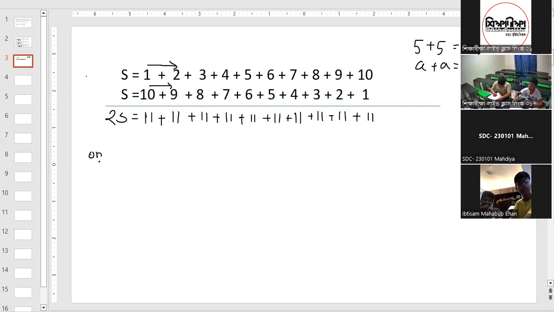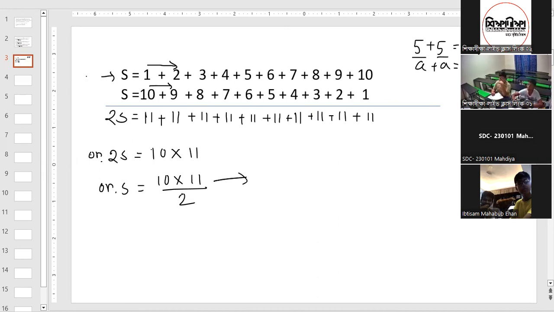Now, 2S. So how many 11s do we have? 10, right? If we have 5, we can write down 2 into 5. The sum of all these 11s can be written like this. So what is going to be S? 10 into 11 divided by 2. You see, this is going to be 55, right? So S means 55, but we want to get something else. It is 10 into 10 plus 1 divided by 2.